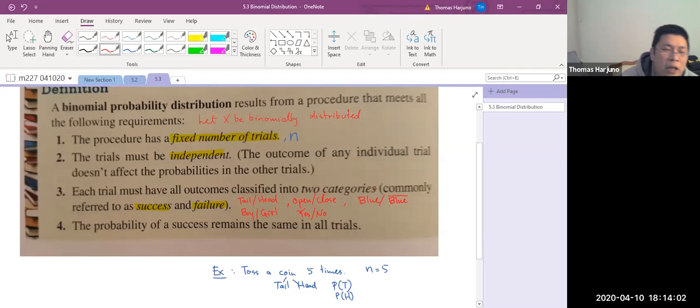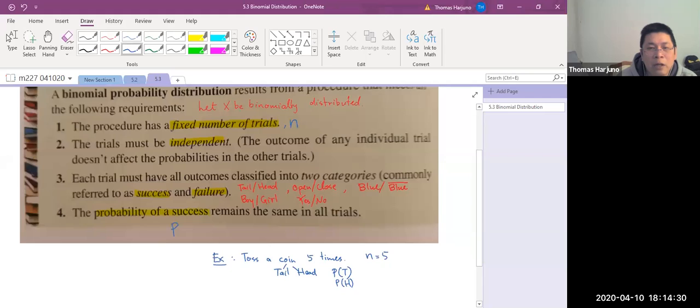Okay, the experiment may only have 2 categories, and throughout that experiment you have the same 2 categories. Now, the probability of success remains the same in all trials. This probability of success is denoted by lowercase p. Now let's say in our experiment here, the probability of tail is equal to 0.6.